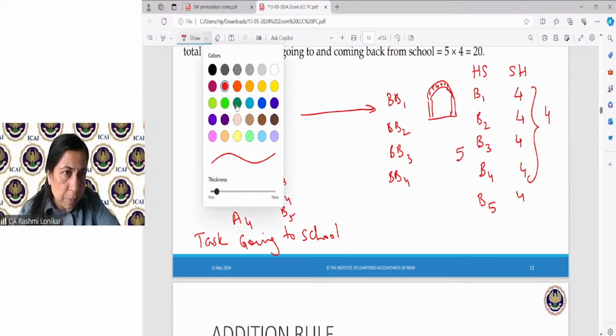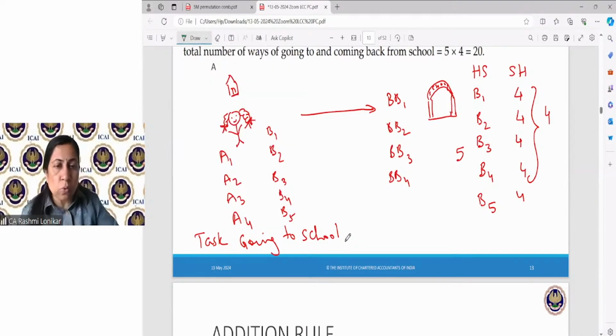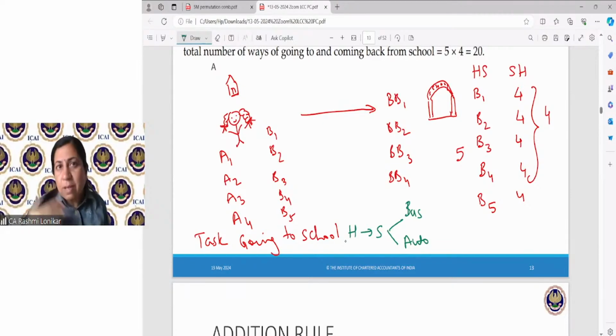Now when I have to go to school, I just have to go from home to school. What are the choices I have? I may go either by bus or by auto. I will not sit in the bus and the auto at the same time. I will sit either in the bus or in the auto. If it is very late I will go by auto, but I have a bus pass so I can also go by bus. So bus or auto, the word is "or".